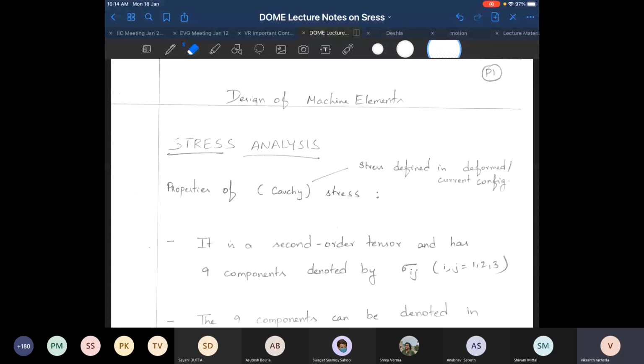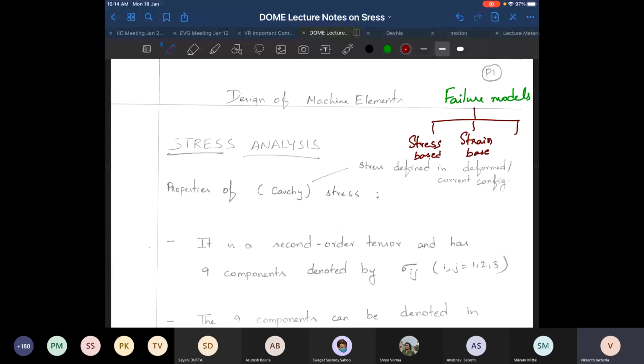there are three kinds of failure models. Let me write it here. So if you are looking at failure models, there are three types: stress based, strain based, and energy based. Now what we will be focusing on in design of machine elements would be stress based failure models.